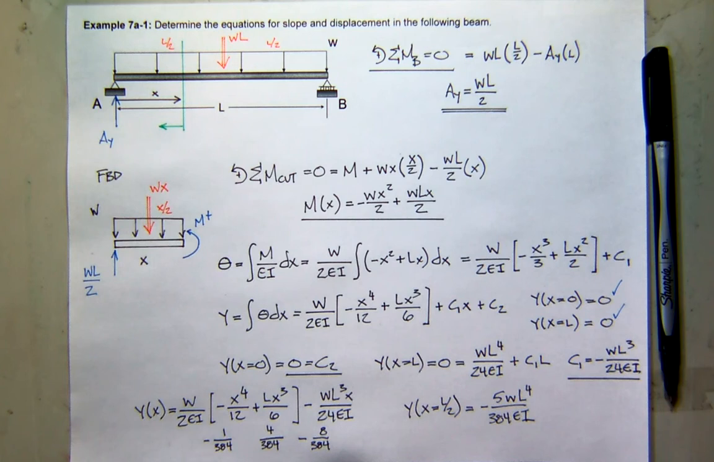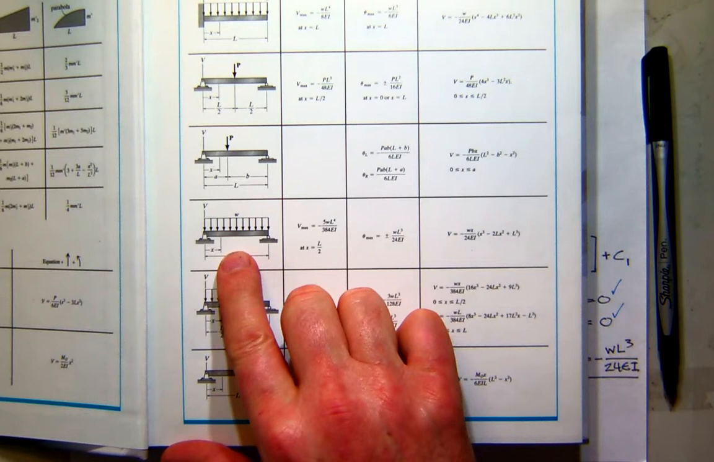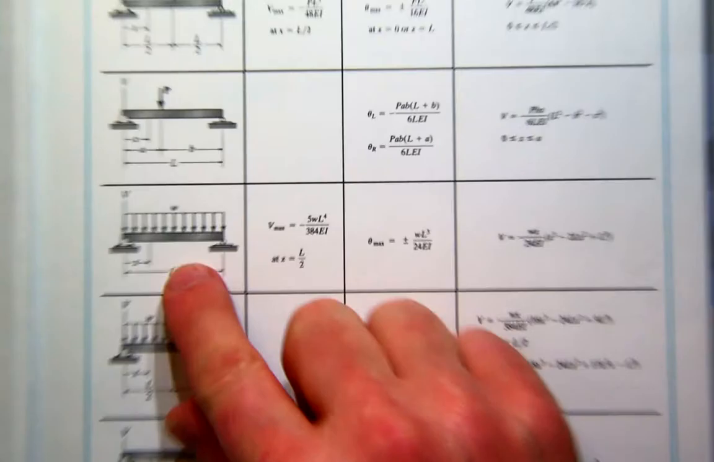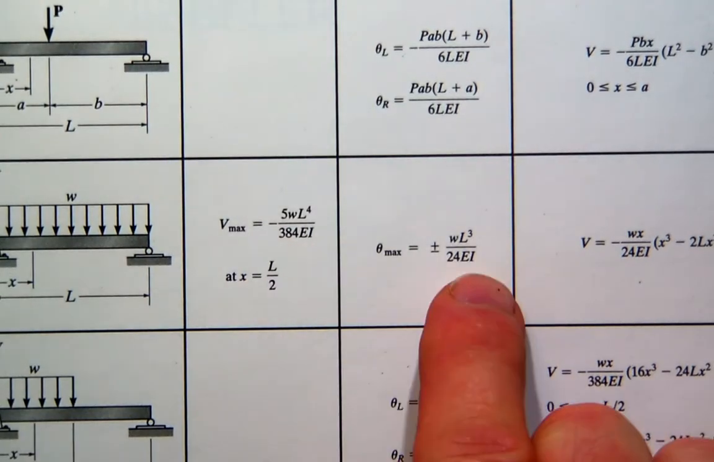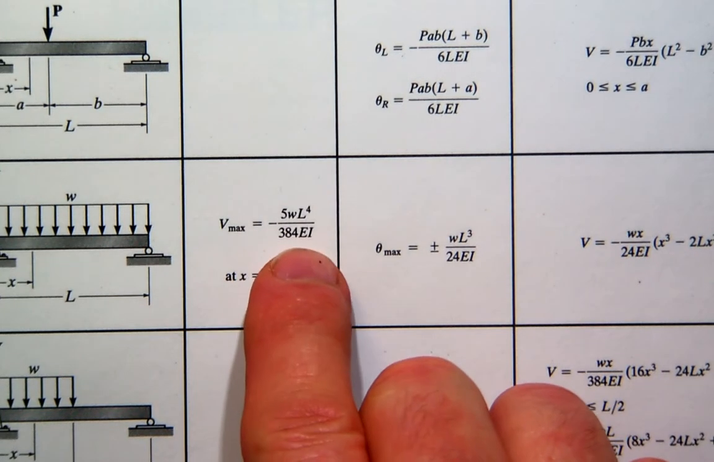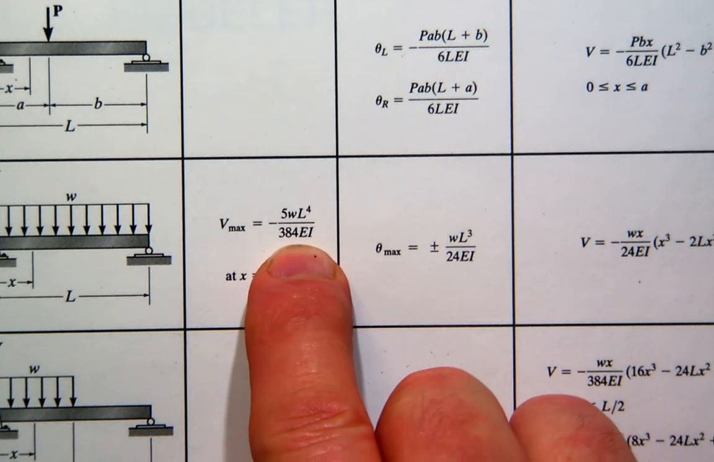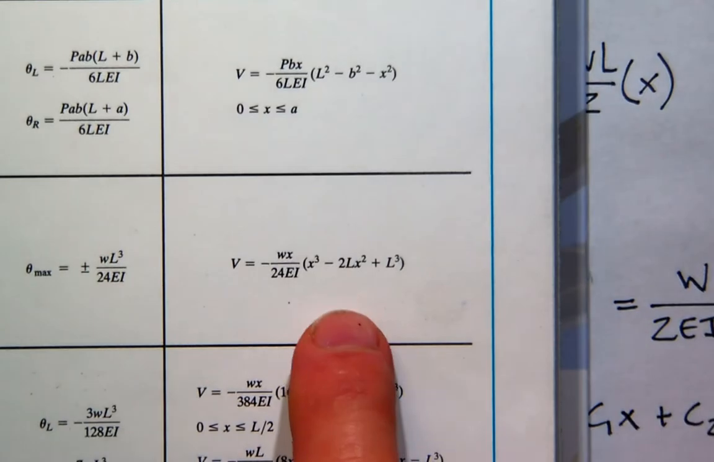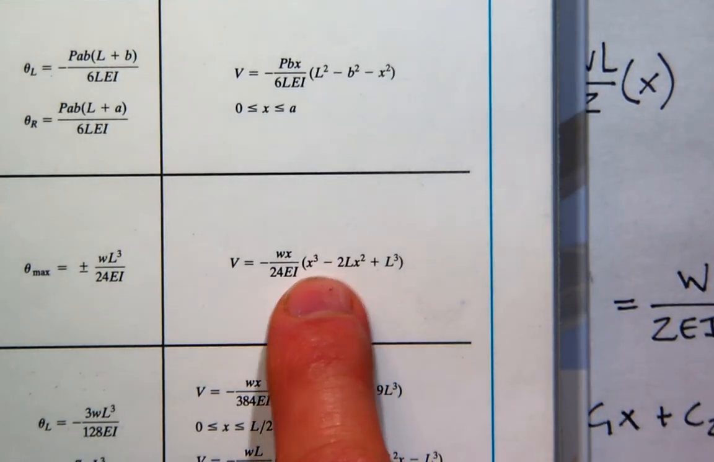You have no idea. You guys don't like this at all, do you? Well, if you look at the front of your book, there's the problem. Oh, they go the other way. And what's the maximum displacement? There it is. That's the same thing we just got, right? See, it works.